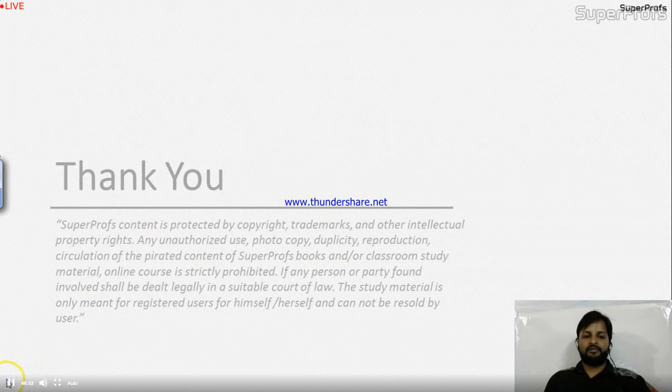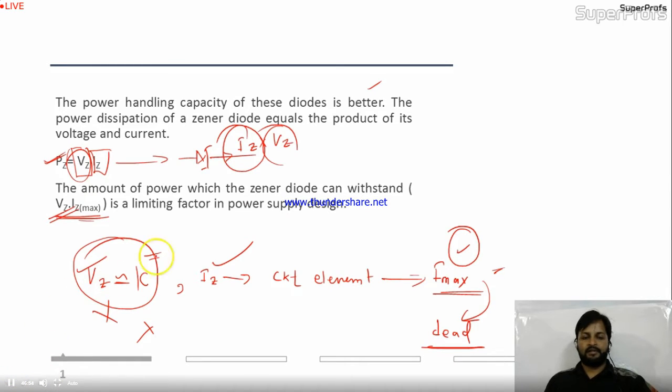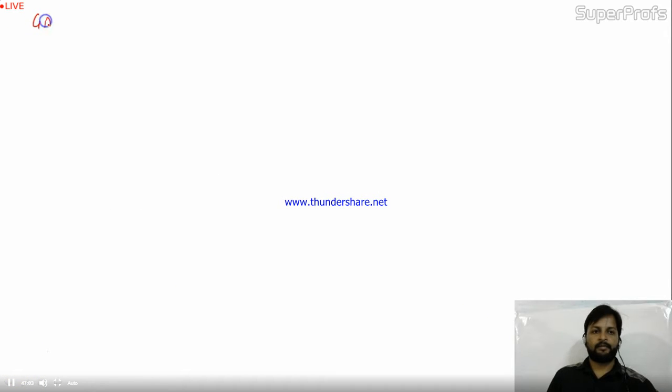So friends, now I'll come to the Zener questions. We'll see some interesting problems, then we'll wind up this session. This is a GATE problem again, and the problem is given as, I'll draw it in 30 seconds.